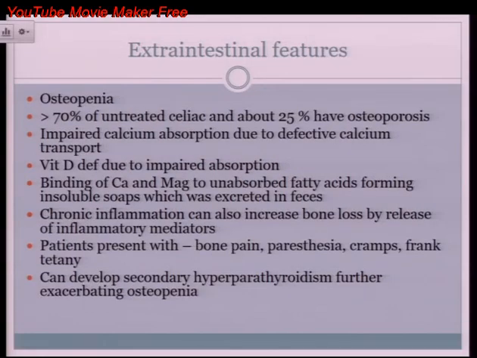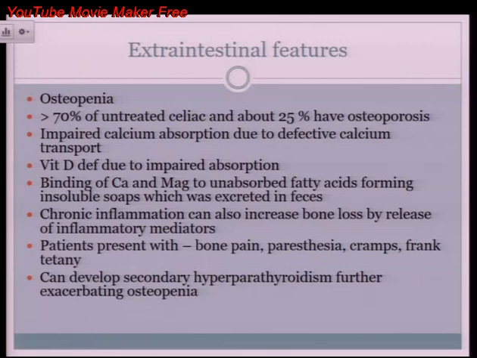Osteopenia. This is again very, very common, and we see that all the time in adults. Osteopenia is seen in more than 70% of untreated celiac patients, and osteoporosis is seen in about 25%. Again, there are various reasons for this in patients with celiac. They can have impaired calcium absorption due to defective calcium transport. They can have vitamin D deficiency because of impaired absorption.